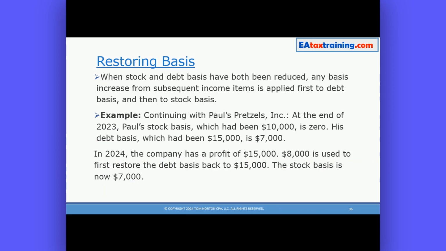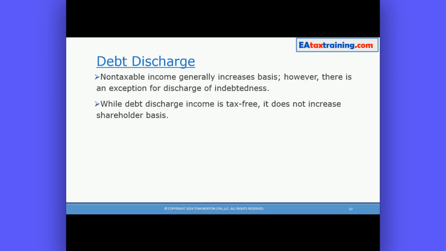So continuing with Paul's Pretzels, remember at the end of 2023, Paul's stock basis was zero and his debt basis was only $7,000. So let's say in 2024, the company has a profit of $15,000. Well, the first $8,000 of that is used to restore Paul's debt basis back to $15,000. And then the rest, the remainder, the $7,000, that is now Paul's stock basis because his stock basis had been zero. So his stock basis is now $7,000. So that's the way restoring basis works.